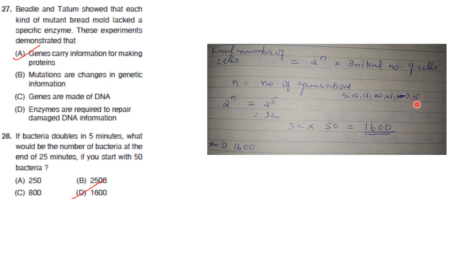So number of generations will be 5. So 2 raised to n is equal to 2 raised to 5, that is equal to 32. So 32 into the initial number of cells, that is 50, will give you 1600. Answer is option D.